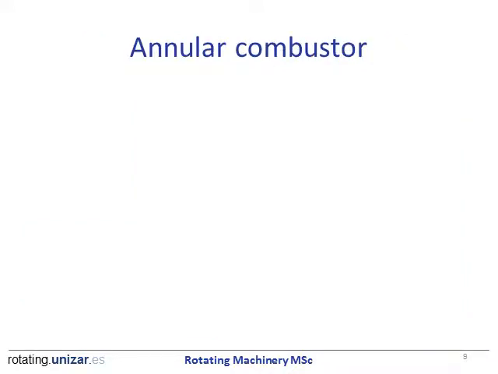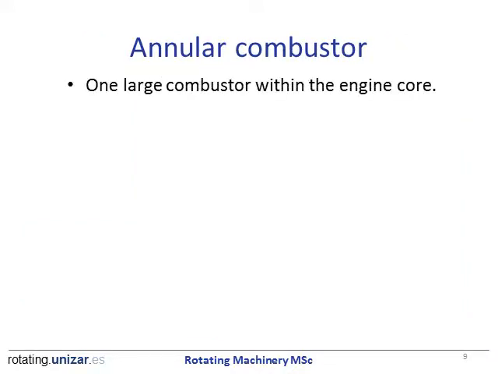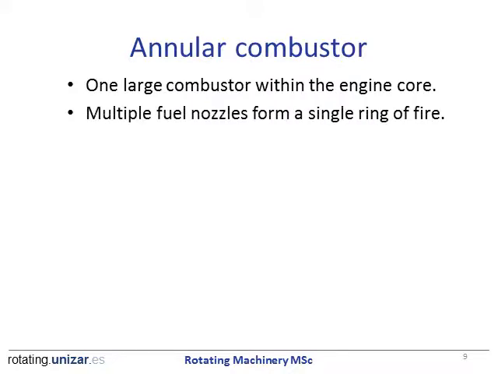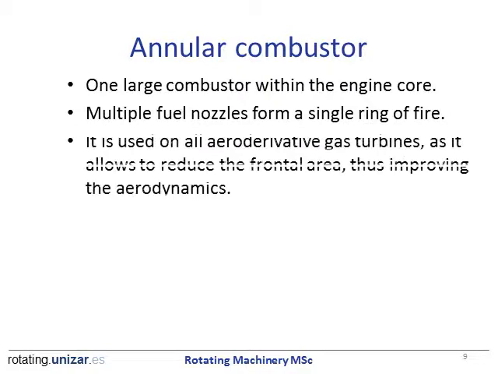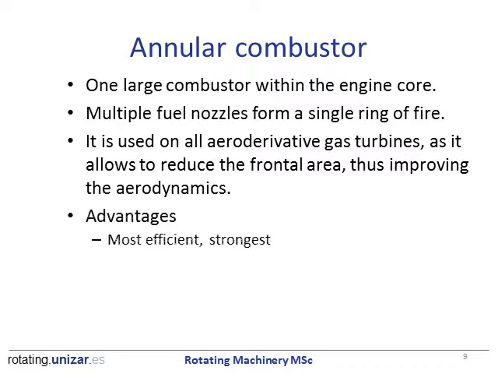The annular combustor. In this case, you have one large combustor within the engine core. And then on this annular combustor, you have multiple fuel nozzles that form a single ring of fire. And it is used on all aeroderivative gas turbines. And the main reason is that it allows to reduce the frontal area, thus improving aerodynamics, which is very important, obviously, on an aircraft. The advantages are that they are very efficient and they are very strong because they are integrated in the core of the engine.